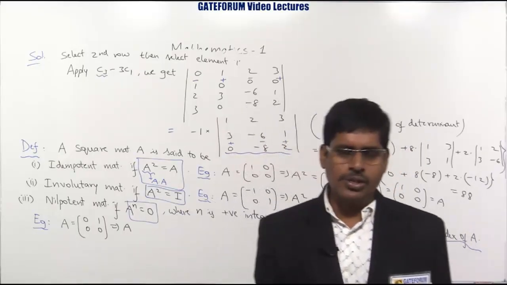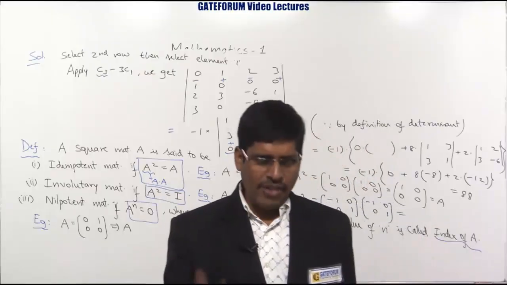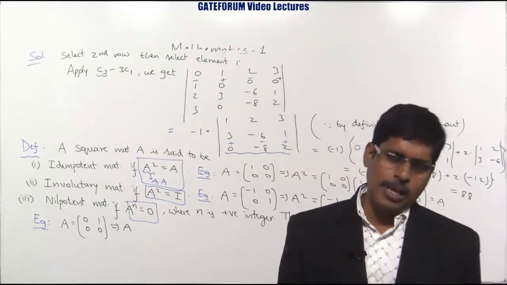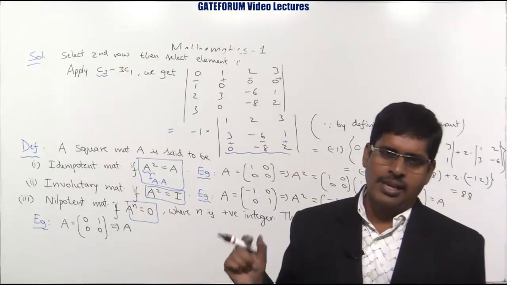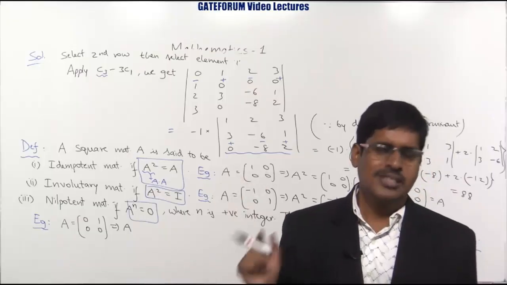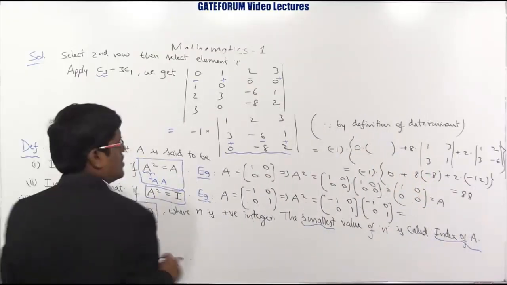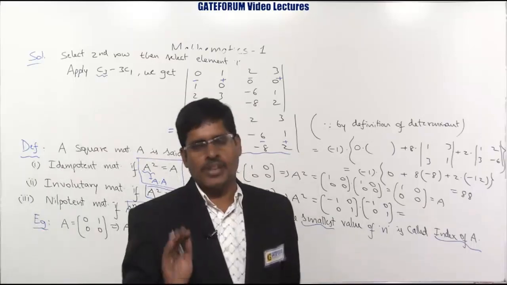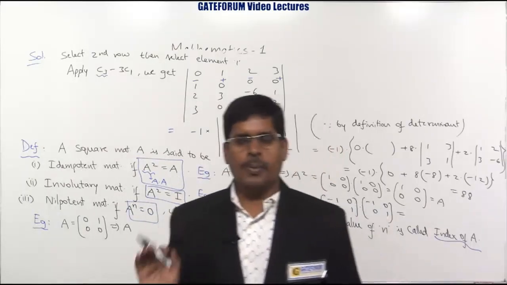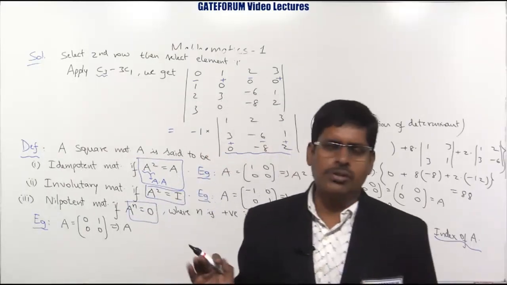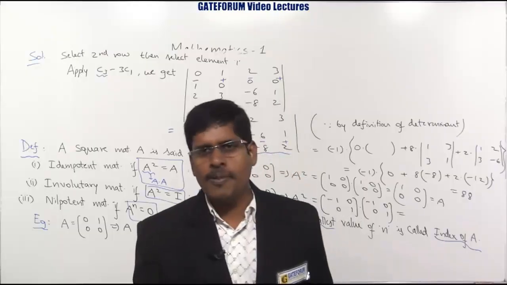If A square is not equal to 0, then you consider A cube and find it. If it is not equal to 0, then find A power 4. Wherever you have A power some positive integer equal to 0, such a matrix is called nilpotent. What does the smallest value of n mean? For example, in the given problem, if A square is itself 0, then automatically A cube is 0, A power 4 is equal to 0.